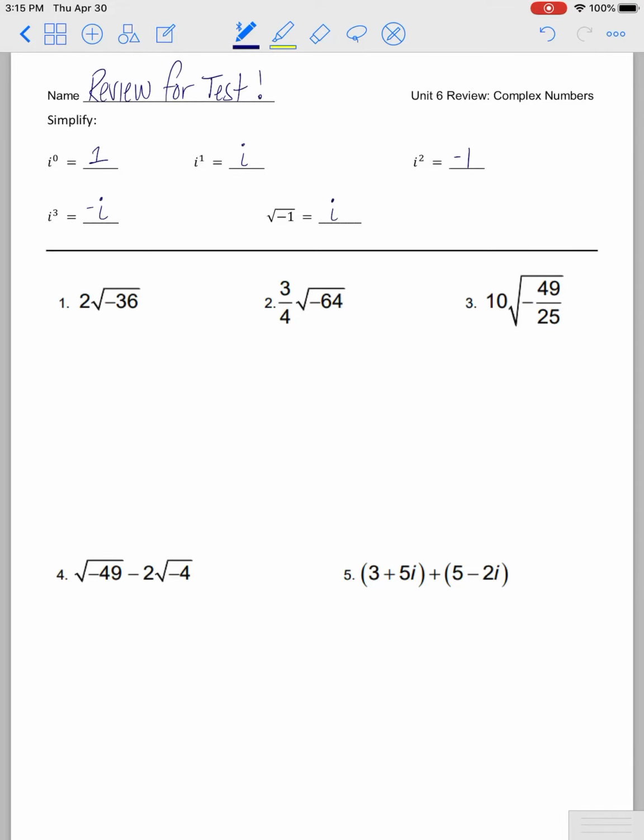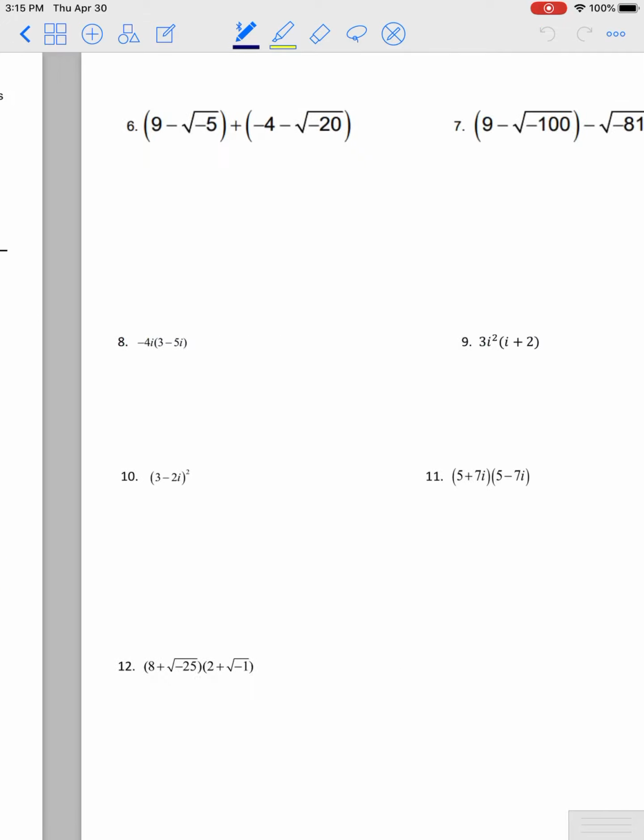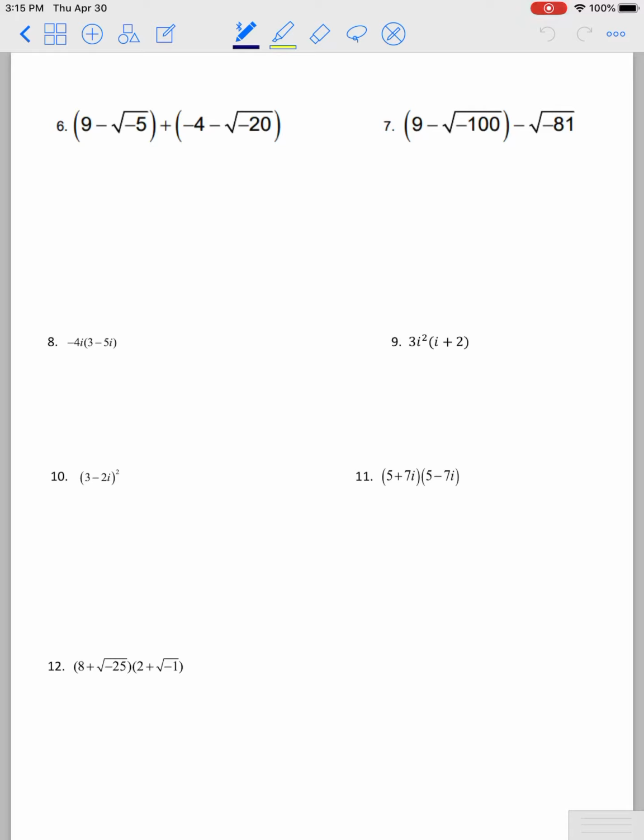Hey guys, we're going to look at a review for our Unit 6 test on complex numbers. So what it is, I put together just like a review sheet like we would have done in class. I'm going to run through each one of these questions.